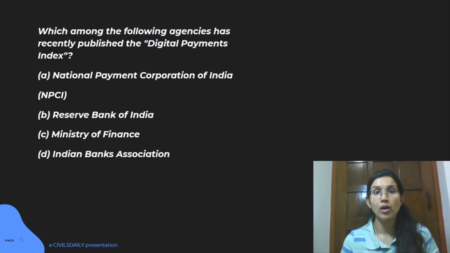And again, it also came out with certain security related rules in 2021 itself. And it is also mulling over getting another body with respect to NPCI, so that we do not have one big body controlling the whole payment system in India. So yeah, the answer for this particular question is B.